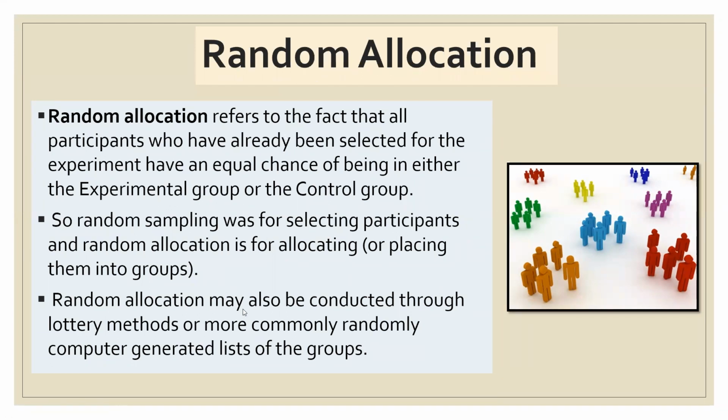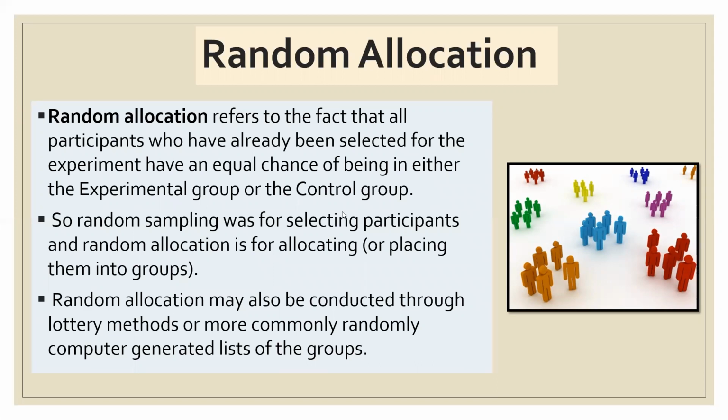For random allocation, we might use the same technique. We've got 30 participants in the study. The first 15 names that I draw out of a box will automatically be my experimental group, and the remaining 15 names in that box are going to become my control group. In this way, each person has an equal chance of being selected to either be in the experimental group, where they are exposed to the IV, or to be in the control group, where they are not exposed to the IV, or where they are exposed to some inactive or fake treatment like the placebo.